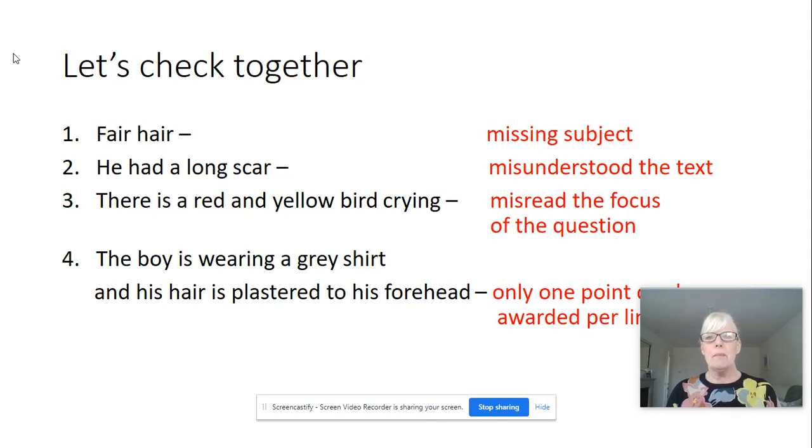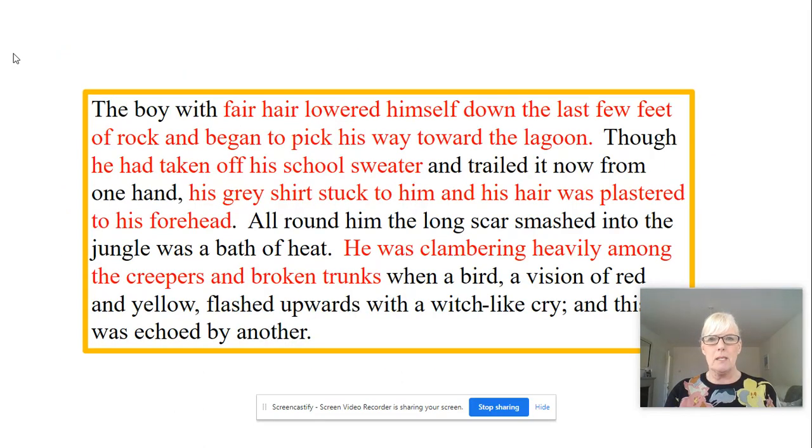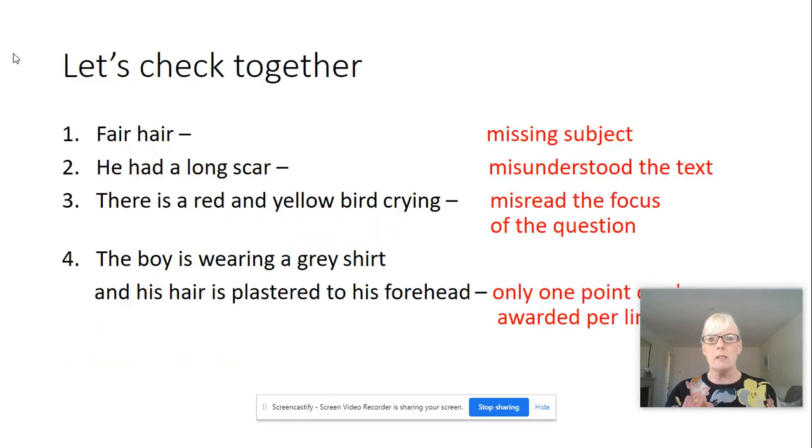Number 2, the text was misunderstood. He had a long scar. That is incorrect. If we just pop back up to the text, it says, all around him, the long scar smashed into the jungle was a bath of heat. So it's describing that there's a sort of scar-like indentation in the jungle. It's got nothing to do with what the boy looks like or what he's doing. So we have misread or misunderstood the text there. The boy does not have a scar.